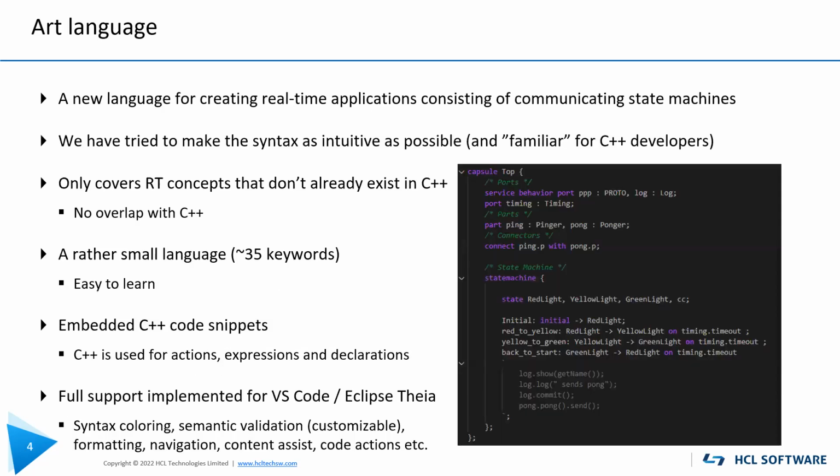So these were the goals, and I want to briefly describe a little bit more about these key concepts. So the art language is a new language in the sense that the syntax is new, but the concepts are very old. And this language is about creating real-time applications that consist of communicating state machines.